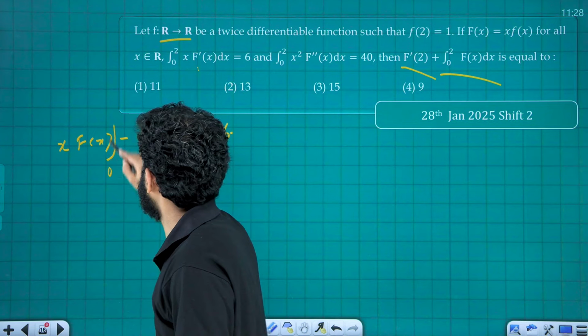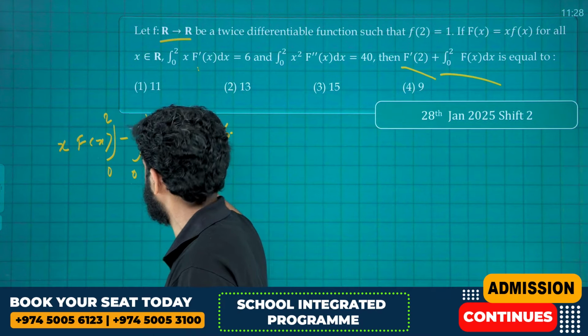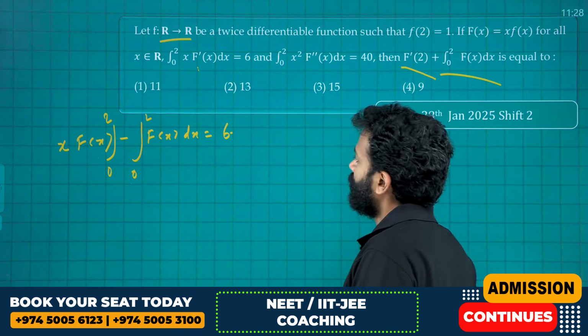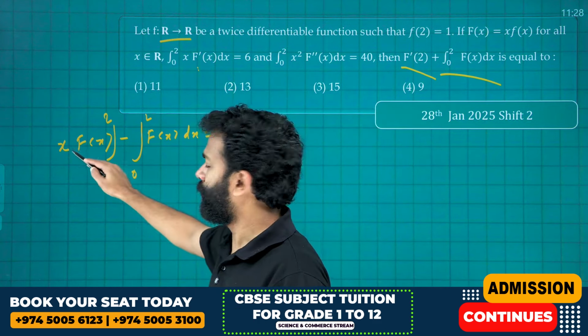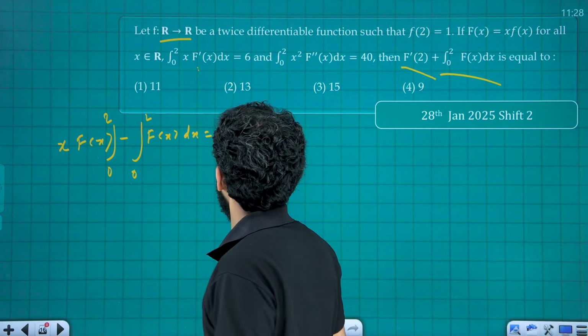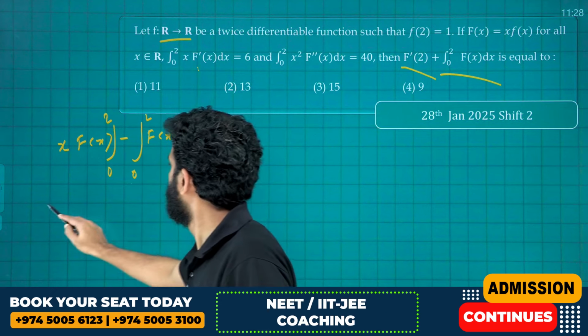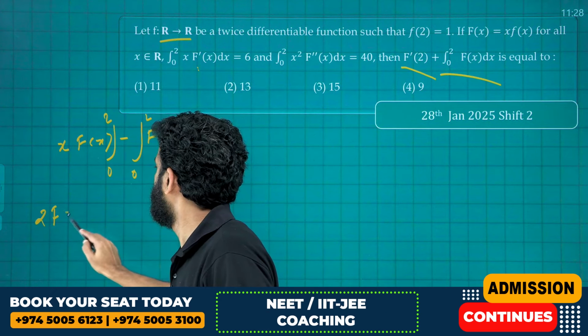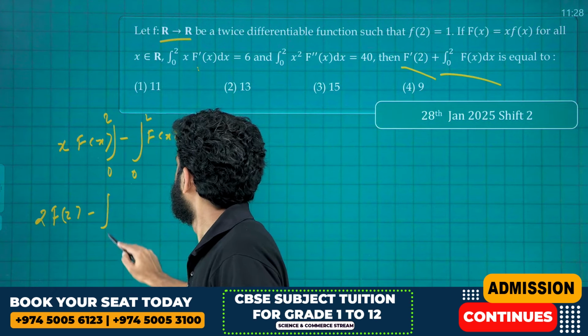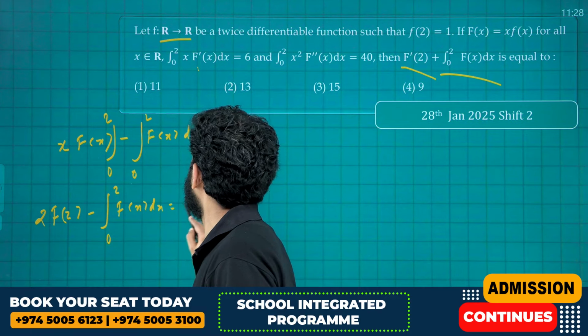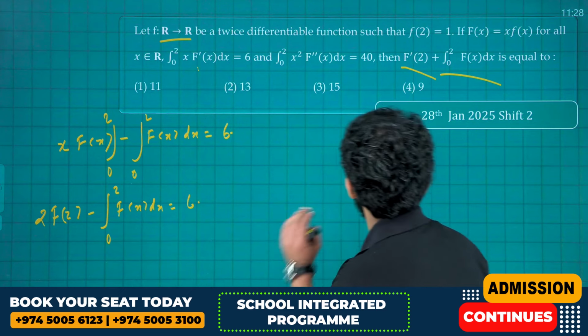Here the upper limit and lower limit is 0 to 2. So if you substitute 0 over here, we'll get 0 only. And what is x into capital F of x? It will be 2 into capital F of 2 minus the integral from 0 to 2 of f of x dx is equal to 6. I think we can leave it there.